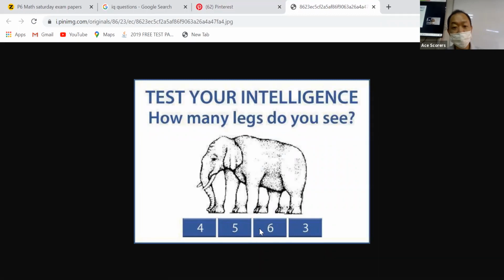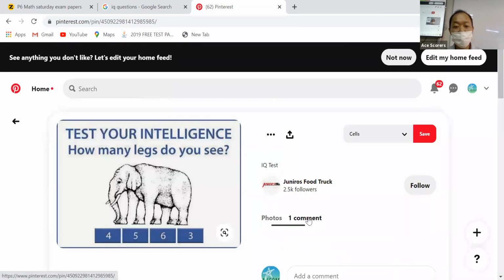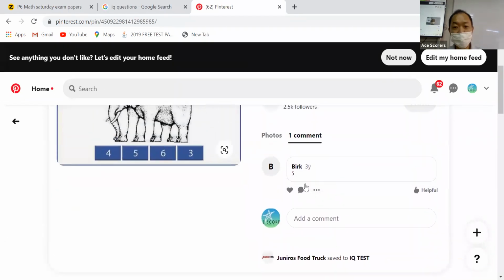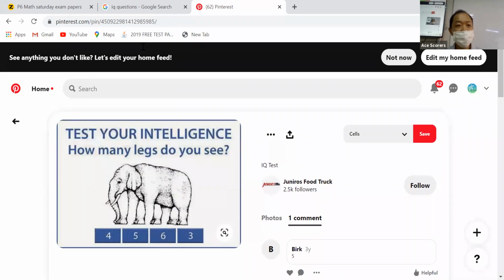5. Okay. But there's no answer. How to see the answer? Nothing happened. Okay. There's only one comment, right? 5, yeah. 5 lah. Is that on the bottom, right? Yeah. It's a very painful thing to see.